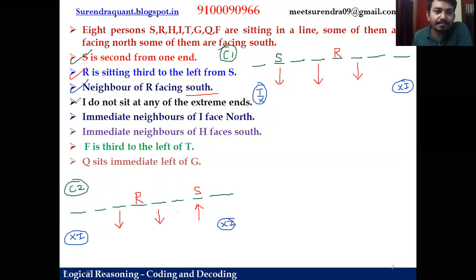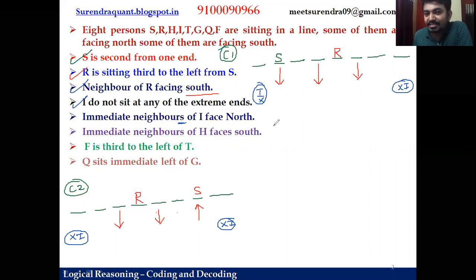So this is done. The immediate neighbors of I face north. How many possibilities are there for this? As he says immediate neighbors, it's a plural word. That means I has to be somewhere in between of the arrangement. So I can place I here, but if I place I in this, the neighbors should face north, but here S is facing south, right? So I is not possible in this. If I place I here, these two can be facing north, and if I is here, these two persons can be facing north. So again, there is some implication of case 1.